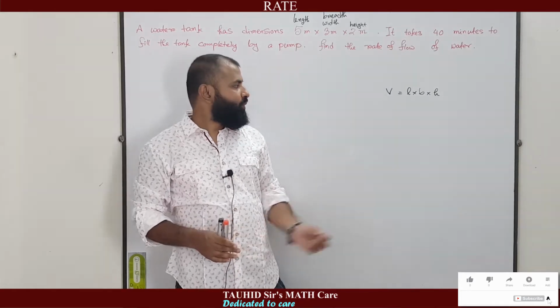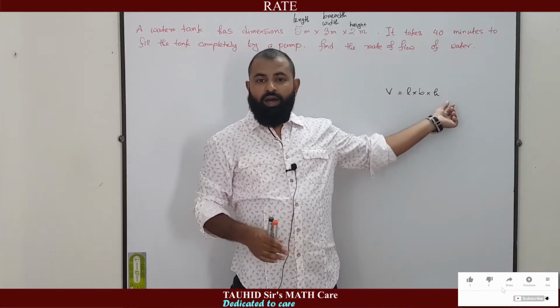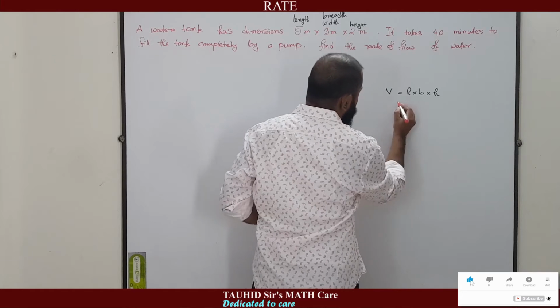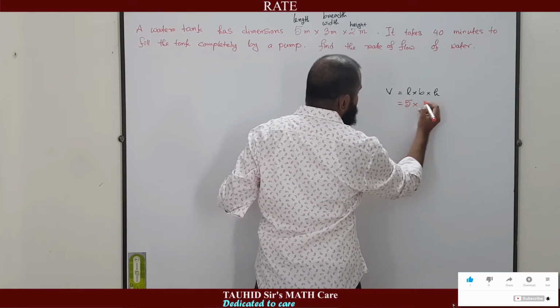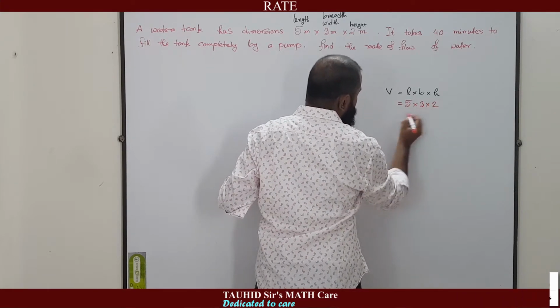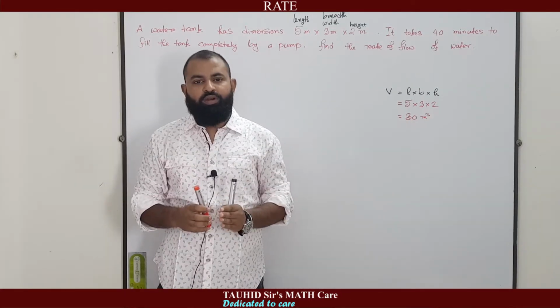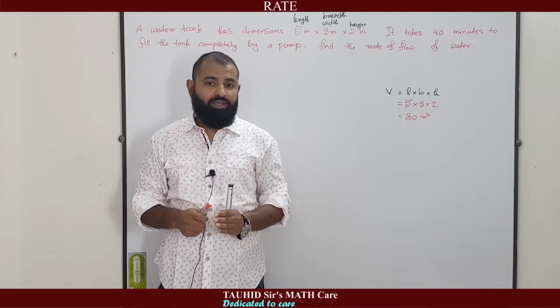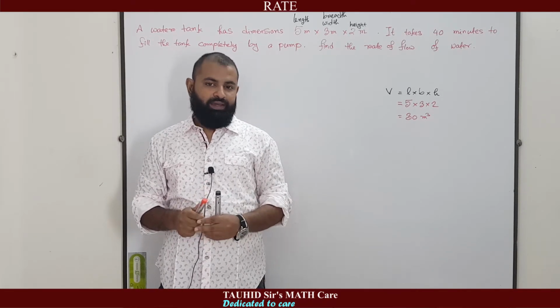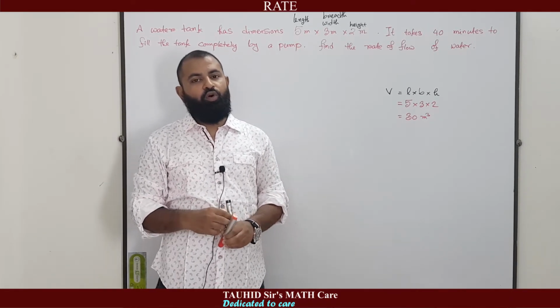We know that volume equals length into breadth into height. That means the volume of our tank is 5 meter into 3 meter into 2 meter, that means 30 meter cube. Then you are told that it takes 40 minutes to completely fill the tank. So what is the rate of flow of water?